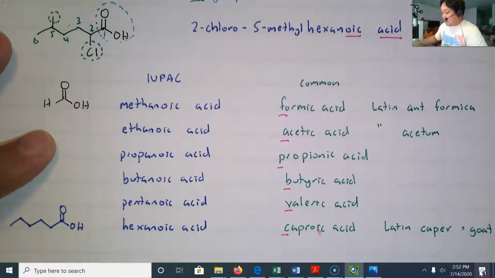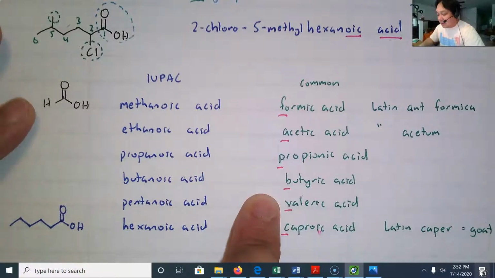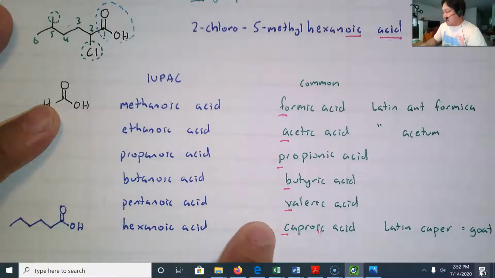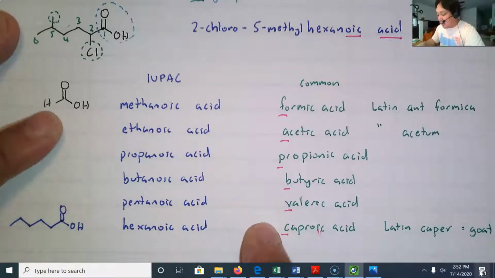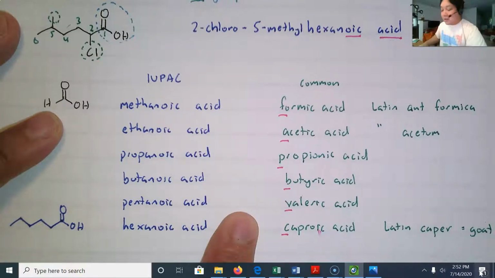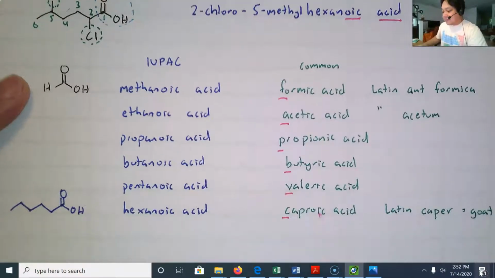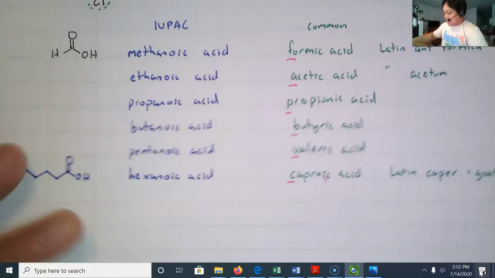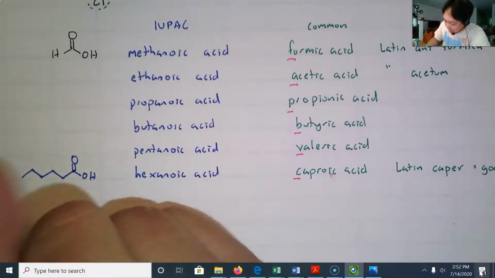The common names, again, like I said, you'll see these a lot. Just look around your home, look at the ingredients of your maybe pantry items or in your bathroom. You'll see some of these. Now, there are also diacid common names, and the simplest diacid is 2 carbons.